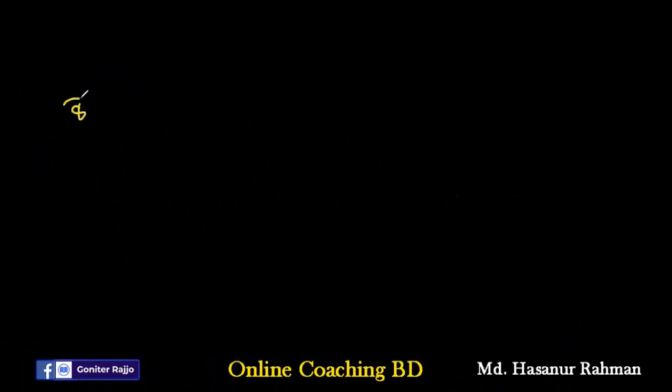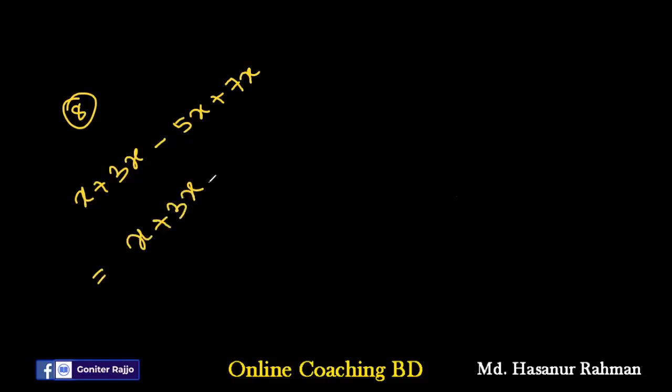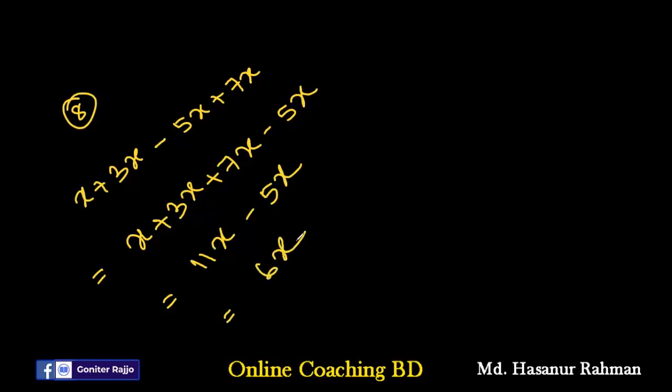Now number 8. Number 8 says, simplify x plus 3x minus 5x plus 7x. So at first we have to add. So x plus 3x plus 7x minus 5x. x plus 3x plus 7x: 7 plus 3, 10. 10 plus 1, 11x minus 5x. So if we subtract 5x from 11x, it will be 6x. Very simple.